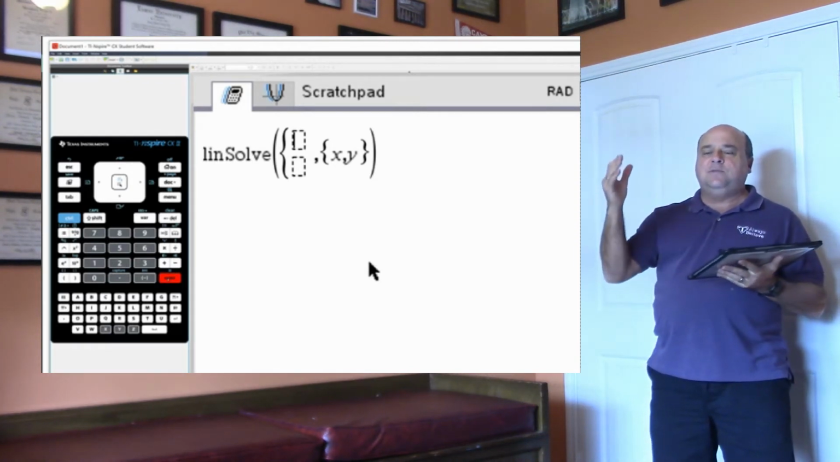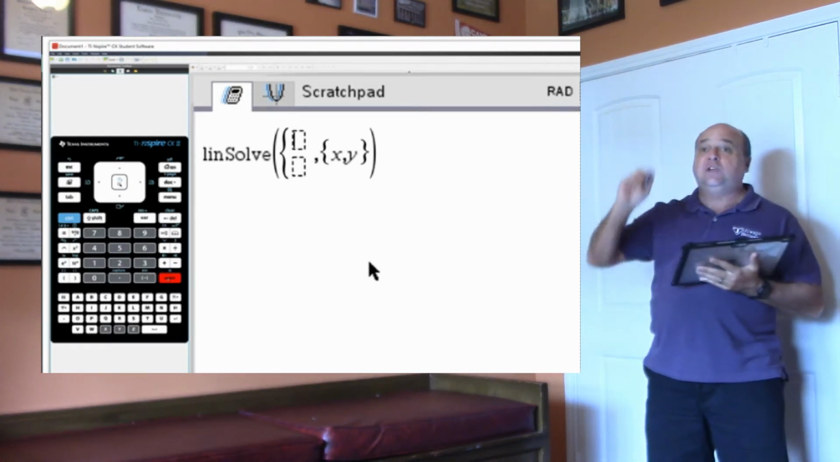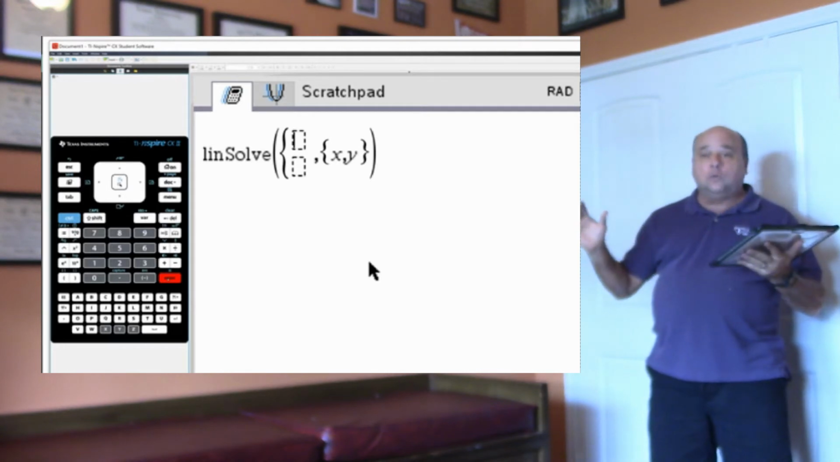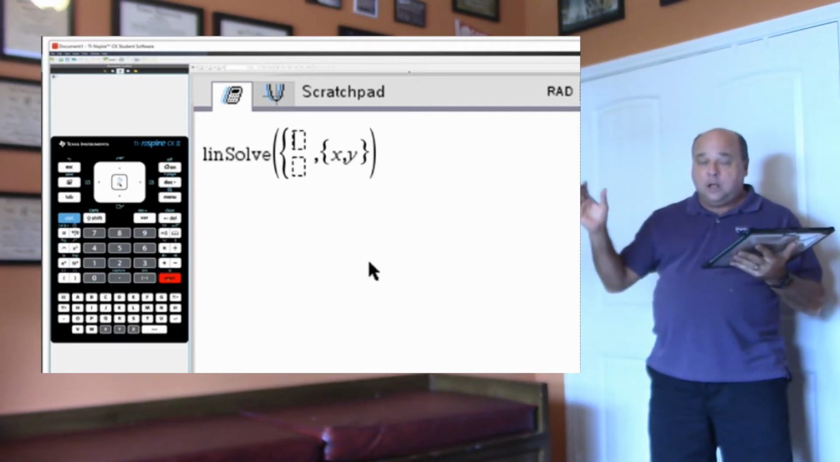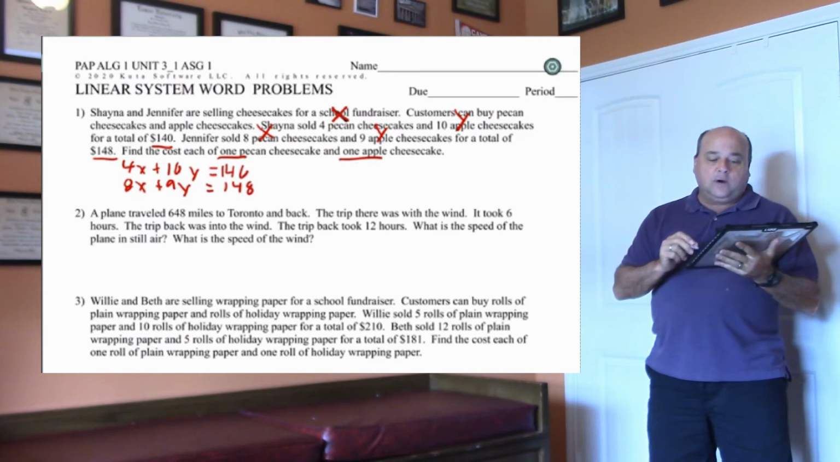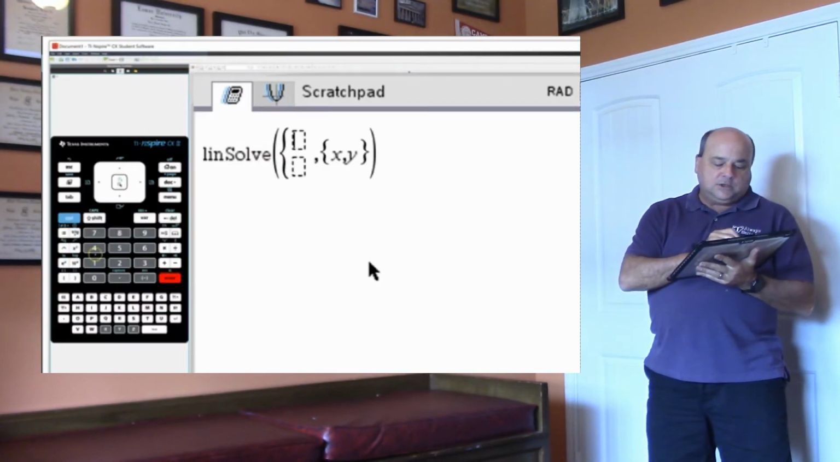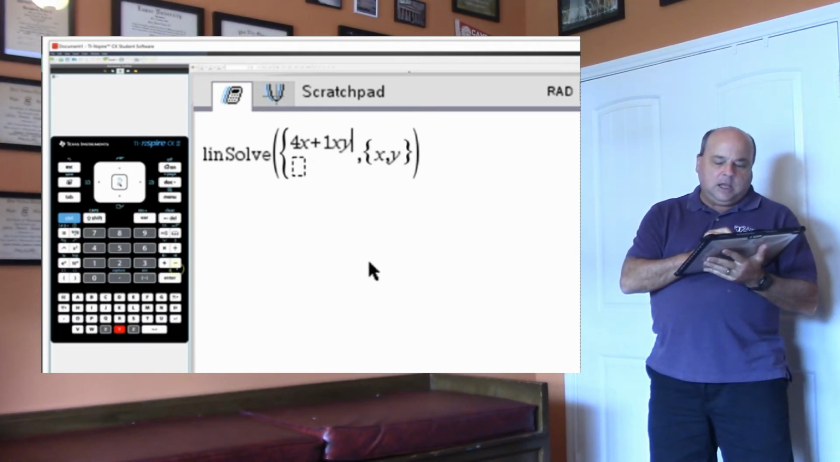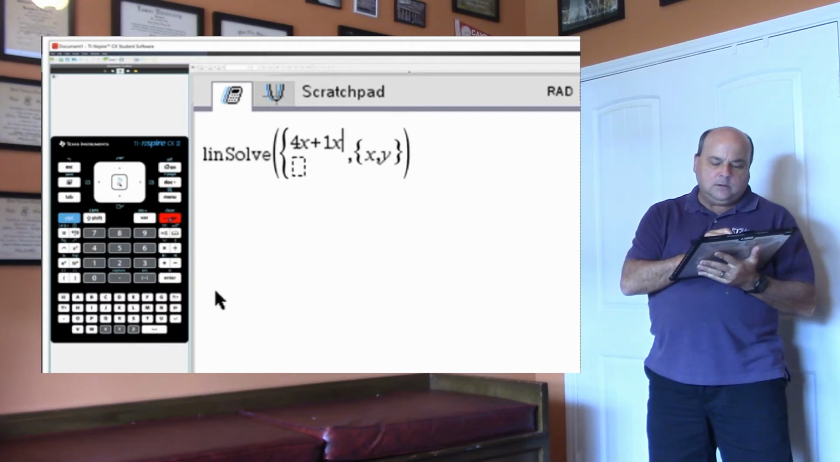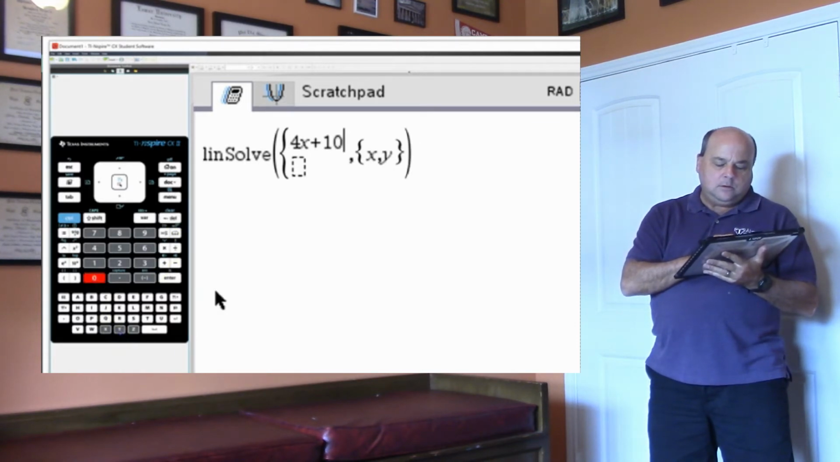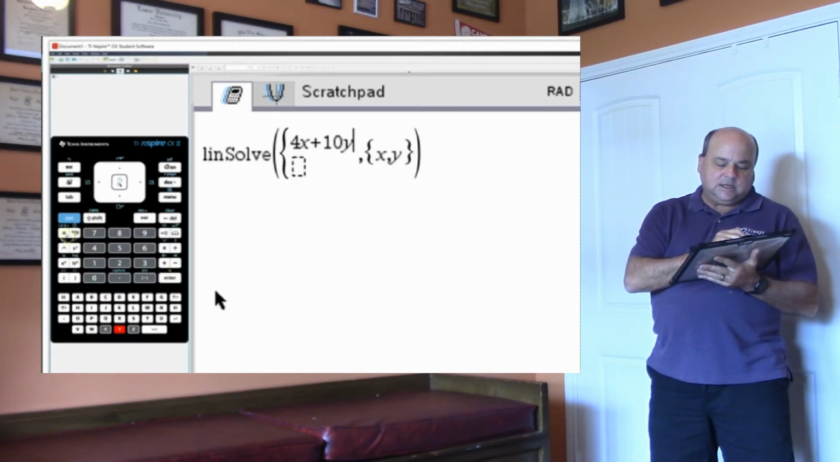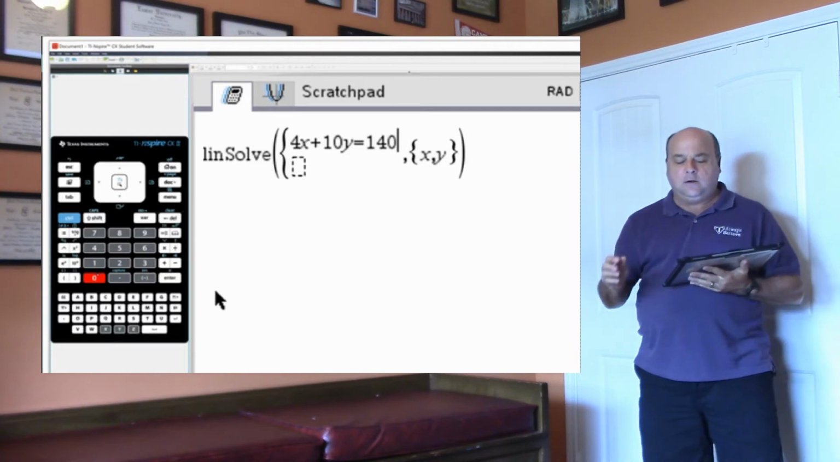Now then, we're going to type in the equations. You must use x and y. Don't change that in the calculator. Always use x and y. So our first equation is 4x plus 10y equals 140. So type in 4x plus 10y equals 140. This is tedious to type out. A little bit easier if you have a handheld calculator.